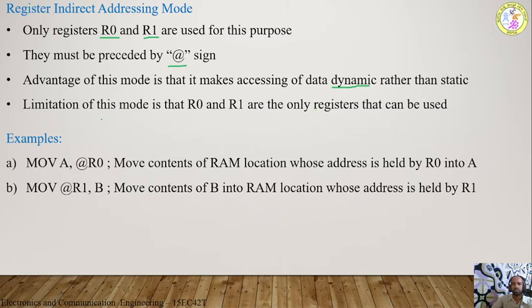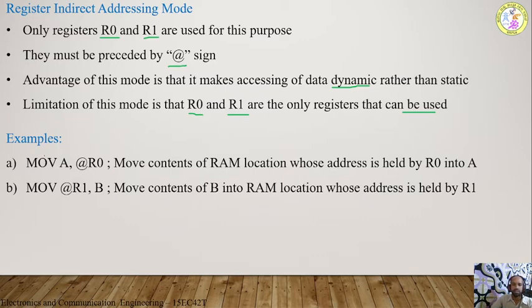And the limitation of this addressing mode is that only register R0 and register R1 can be used to hold the address. This is one of the limitations, or the disadvantages, of using register indirect addressing mode.